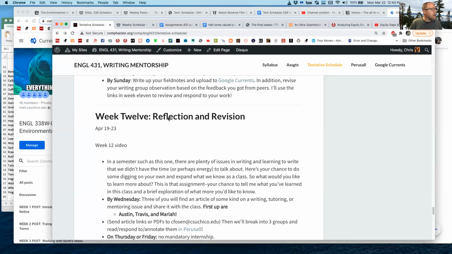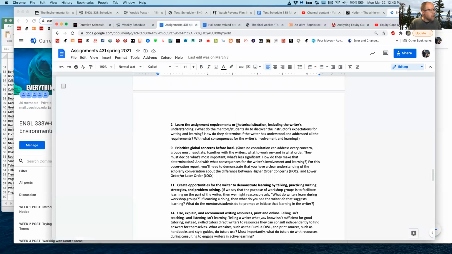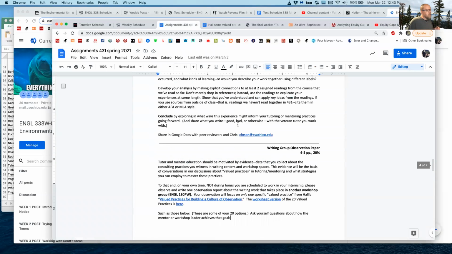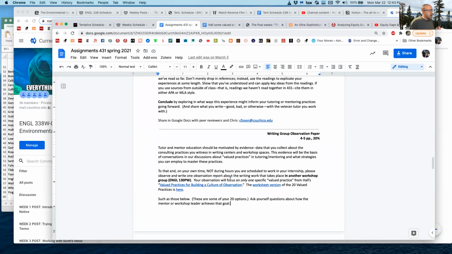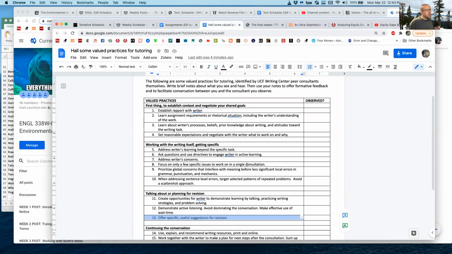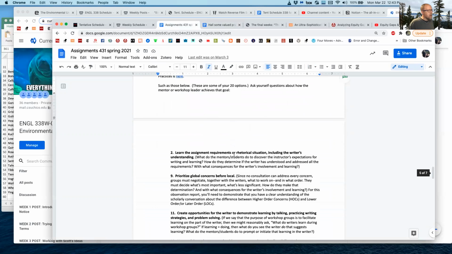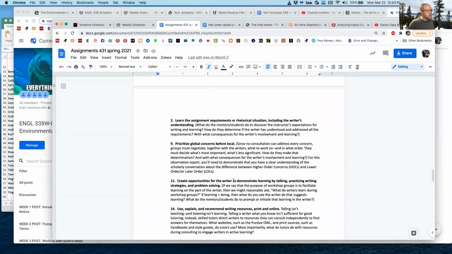For now, what I'd like to say is make sure that you read over this assignment, and there's all kinds of things that you might learn in it. So for example, I say, please focus on one specific valued practice from this sheet. That is, you are going to write your paper about number 8 as it happened in someone else's writing group. Or you're going to write a paper about number 13 as it happened in one particular group. And what do you do with that? Well, you start to ask questions like I say here. If you pick, for example, number 11, create opportunities for the writer to demonstrate learning by talking, practicing writing strategies, and problem solving. Okay, what does that mean?